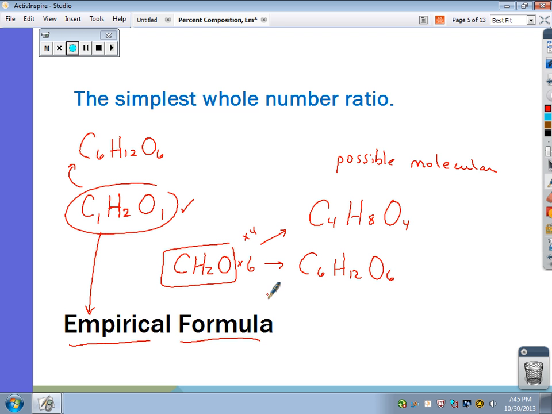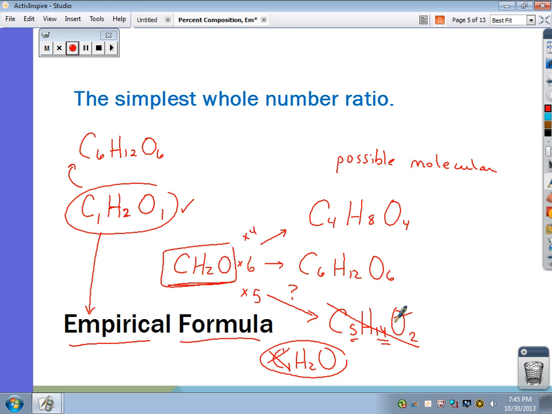Now, let me ask you a question. If this is my empirical formula, is this a possible compound that could fit? C5H14O2. Well, let's look and see. If that's true, then I'd be multiplying my carbon by 5, which would make this CH2O, 1 times 5, so that works. So it works for carbon. What's 2 times 5? It's 10. There's not a 10 here, is there? That's a 14. So this empirical formula cannot match up with this compound. It can only match up with these two because there's a multiplier that you can multiply this CH2O by to get the actual compound.